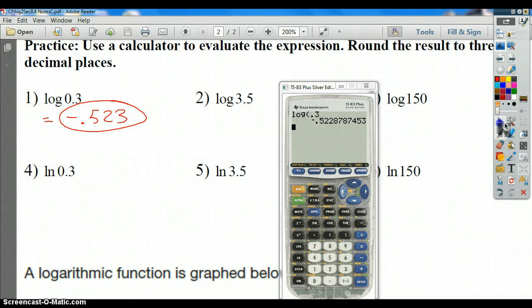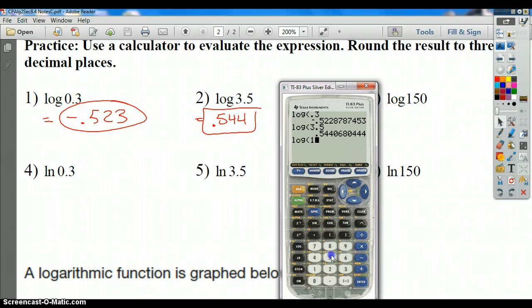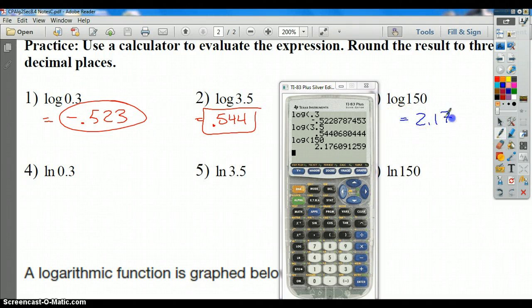Wunderbar. How about log of 3.5? Well, I don't know. Let's see. Log 3.5. Here we go. So we have 0.544. 3 decimal places. You got it. All right. Log of 150. And that's going to round up. So this is 2.176. Sorry, it does not round up. 3 decimal places.